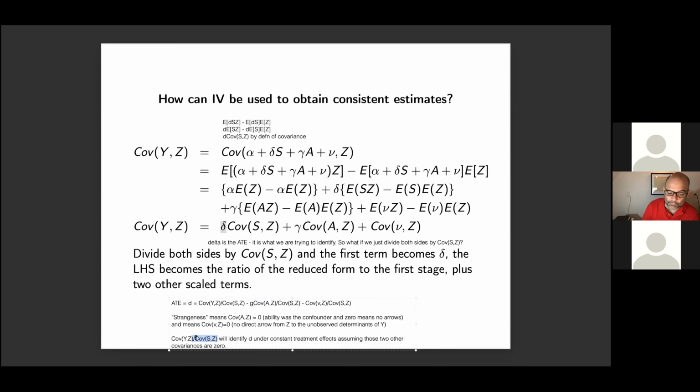And that's a simple estimator. Covariance YZ and covariance SZ are all based on observable data. We have data on Y, Z, and S. If we have data on Y, Z, and S, then we can identify D using this ratio. This ratio is called the Wald estimator, attributed to, I guess his name was Abraham Wald. It's called the Wald estimator.